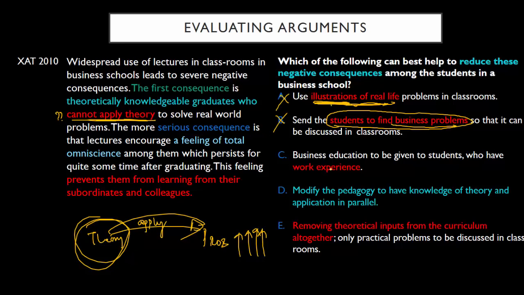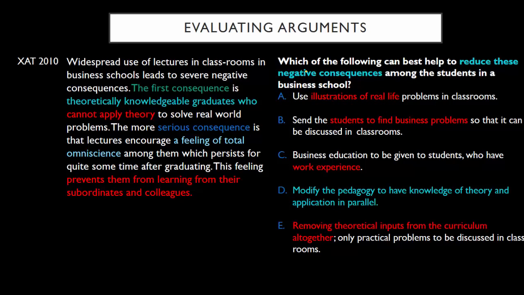Business education should be given to students who have work experience. Irrelevant. I don't know that the students in the classroom have experience, or that experience is a problem. Not mentioned. Removing theoretical input from the curriculum altogether, only practical problems. This is an extreme case. Removing theoretical input is not saying the theory is bad. The whole argument is that applying theory is a problem. So which is why D makes sense. Modify the pedagogy to have knowledge of theory and application in parallel. Ladies and gentlemen, there is your answer choice, D.